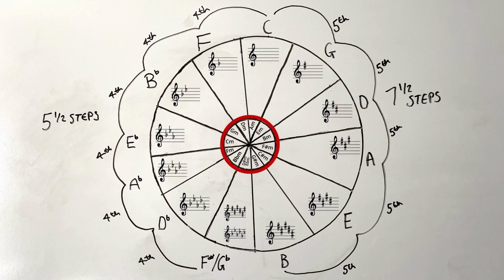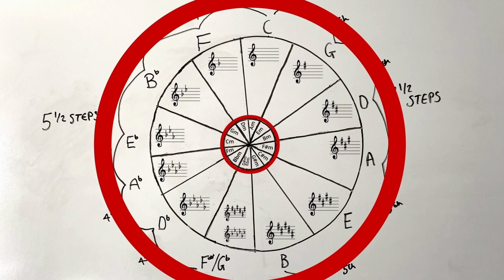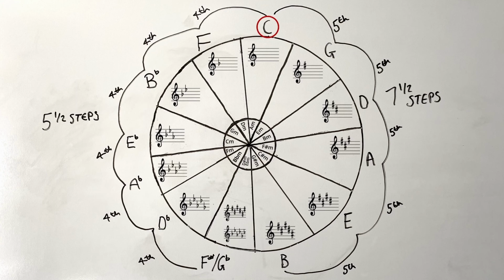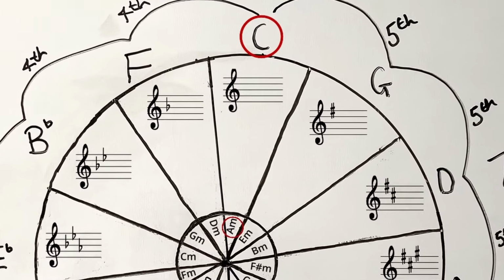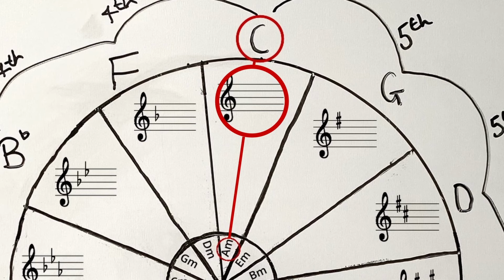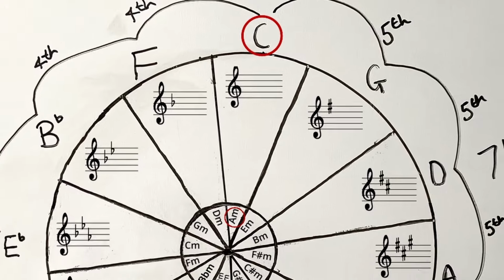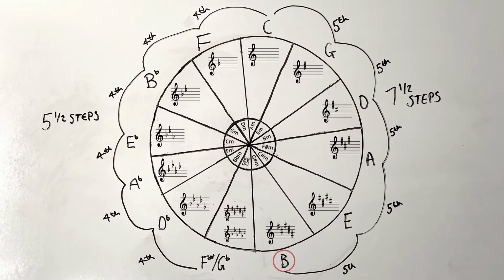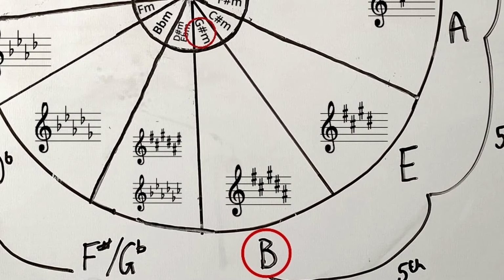So this symbol here just represents the relative minor of the key that is on the outside of the circle. Every major key has a relative minor, and that relative minor of the major key has the same amount of sharps and flats. C major and A minor both have no sharps or flats, so that means A minor is the relative minor of C major, because it shares the same amount of flats and sharps. B major on the other hand has 5 sharps, and so does G sharp minor. I actually cover more about the relative minor and what it is in my music theory video.